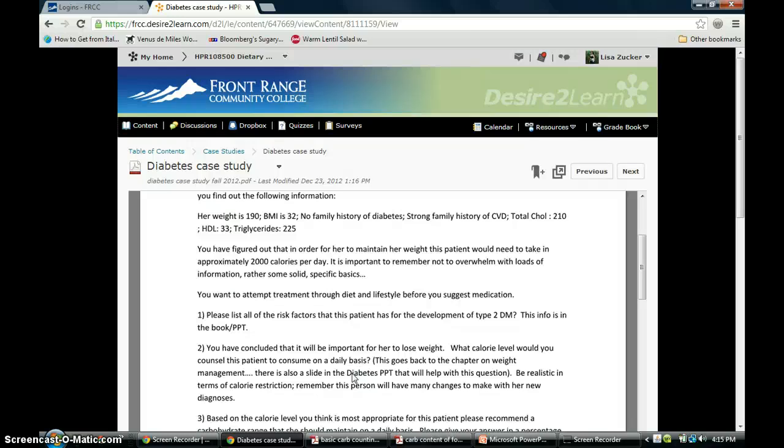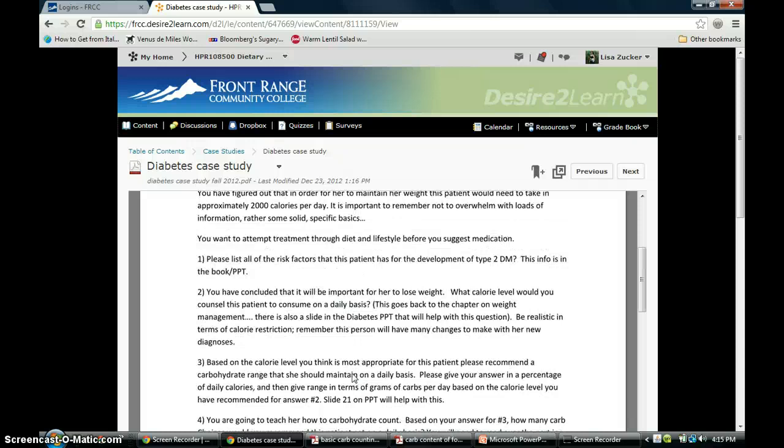Okay. Based on the calorie level that's appropriate, recommend a carbohydrate range, and I'm asking, number one, recommend a range in percentage of her daily calories, and then give a range in terms of grams of carbs per day. So you're going to need to do some math there. The ultimate number she's going to be using is going to be grams of carbs, because she will be carb counting. So you need to figure out, number one, her calorie level.